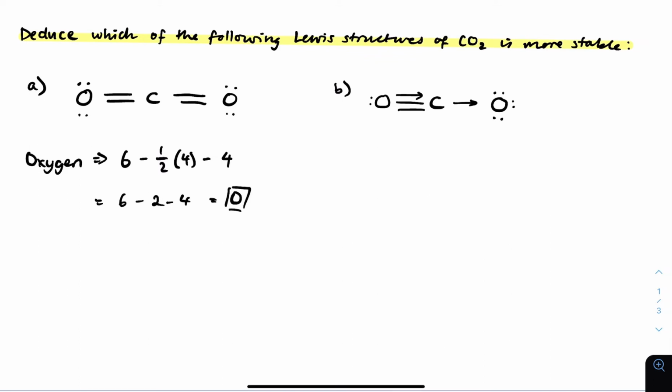But since we've got 2 oxygen atoms, we have to multiply it by 2, 2 times 0. But that's still equal to 0. So 0 is our oxygen total.